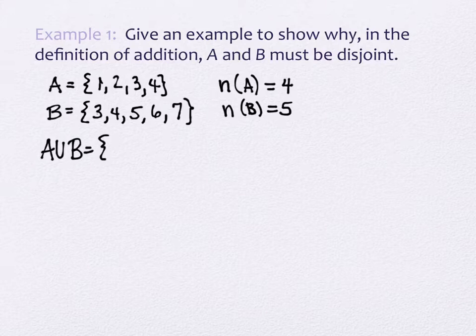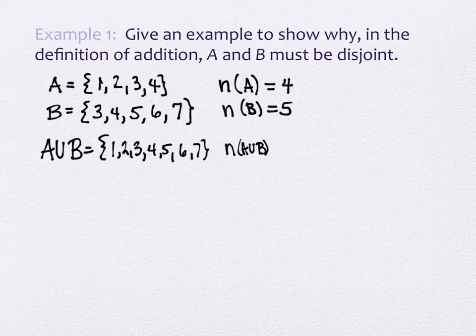What does union mean again? All the numbers included, right? Not the overlap, but everything included. So what would it be? Cool. And the number of items then in that union is what? It's 7. But what is it when we add my 4 and my 5?